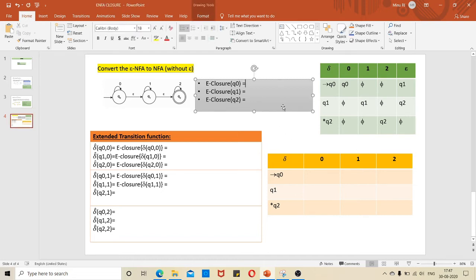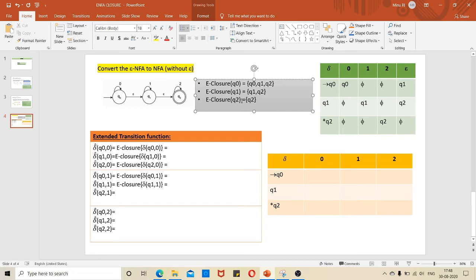The first step is that we need to find the epsilon closure for all these states. So epsilon closure of Q0 is first Q0 itself. Then from Q0 it goes to Q1. Am I right? So Q1. From Q1 it goes to Q2, so Q2. Good. Now from Q1 the state itself, so Q1. Then from Q1 it goes to Q2, so Q2. Then for Q2, nowhere it's going, so simply Q2. So first we have to find the epsilon closure for all these states.